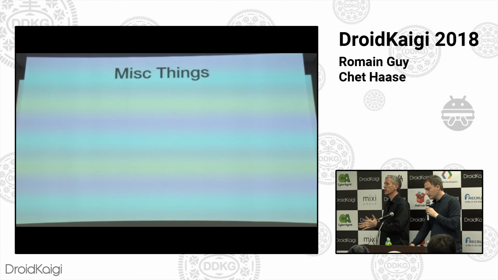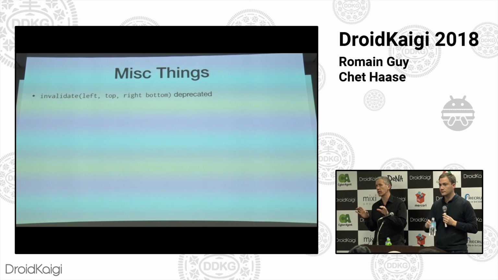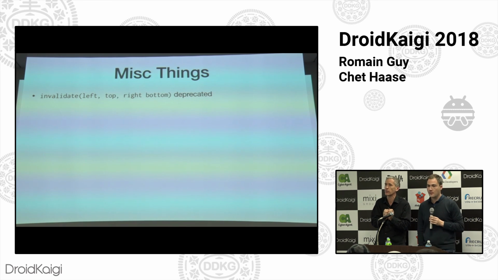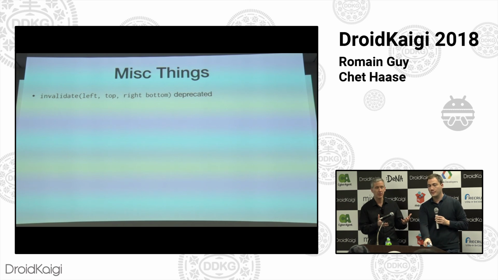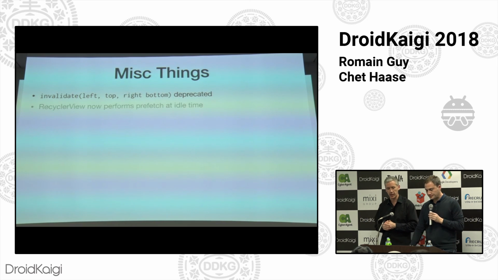So here's some miscellaneous things we couldn't figure out how to fit into the slides. There are 2 different invalidate calls. One just says invalidate this view. Another one that used to be an optimization says invalidate the following subrectangle of this view. As of, I think, Lollipop, that functionality went away. Instead, we're going to redraw the entire view anyway. So that one is currently deprecated.